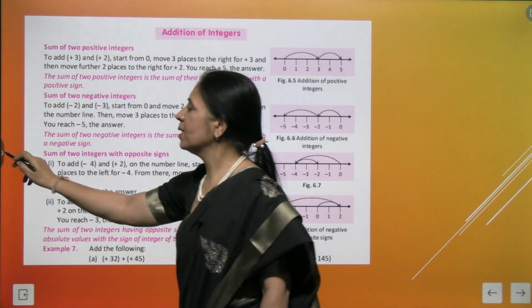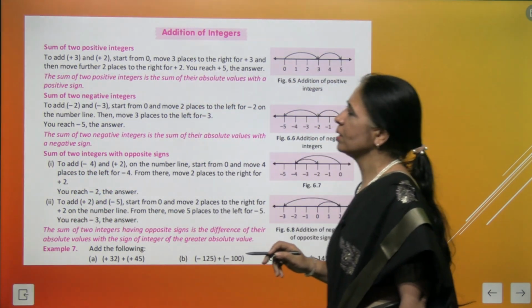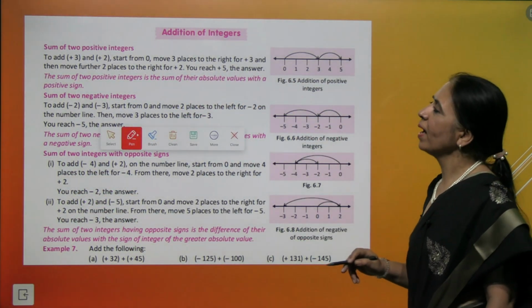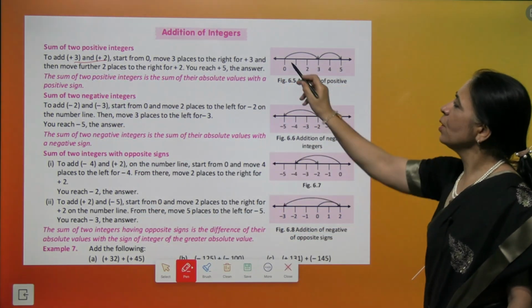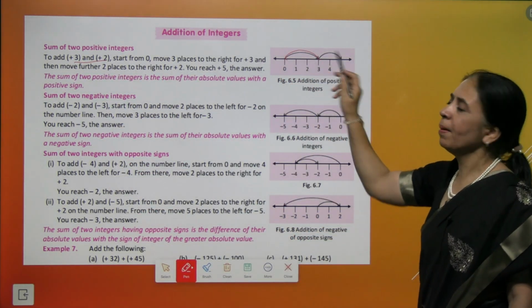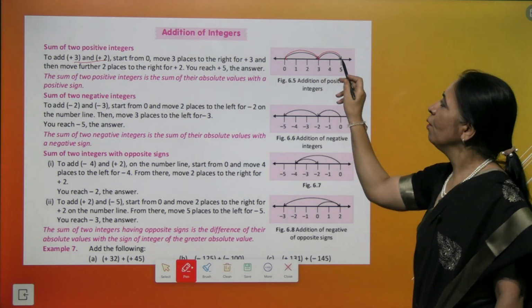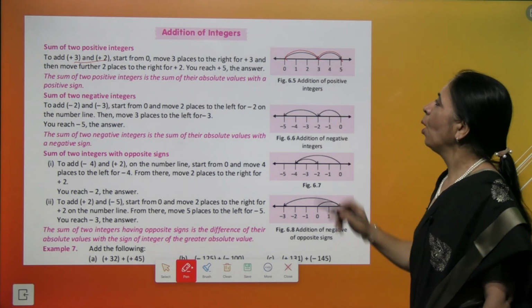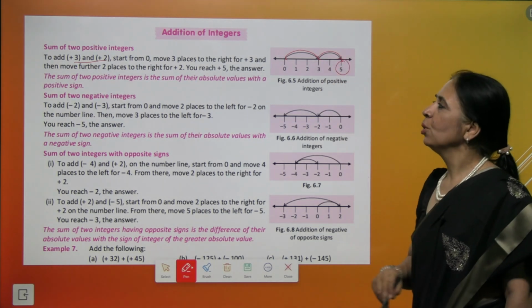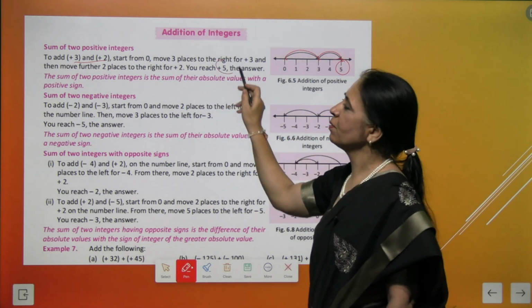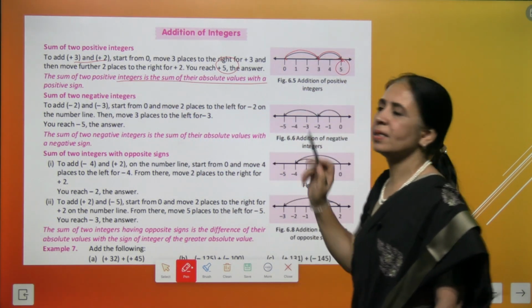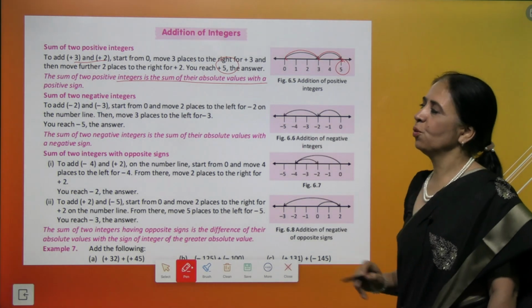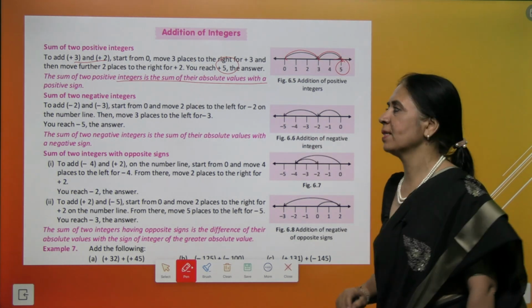So first thing is sum of two positive integers. If we are adding plus 3 and plus 2, what do we do? We started from 0. First we took a jump of 3 steps, then a jump of 2 steps, and we reached 5. So we got our answer, plus 5. So the sum of two positive integers is the sum of their absolute values with a positive sign.